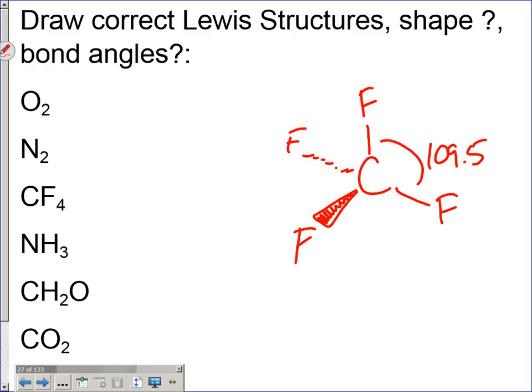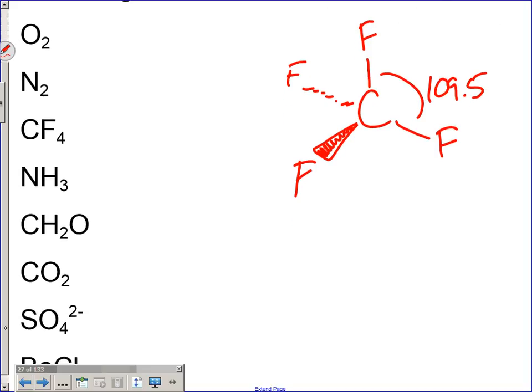All right, now you guys draw formaldehyde, CH2O. Formaldehyde. So draw it now. Let's go.